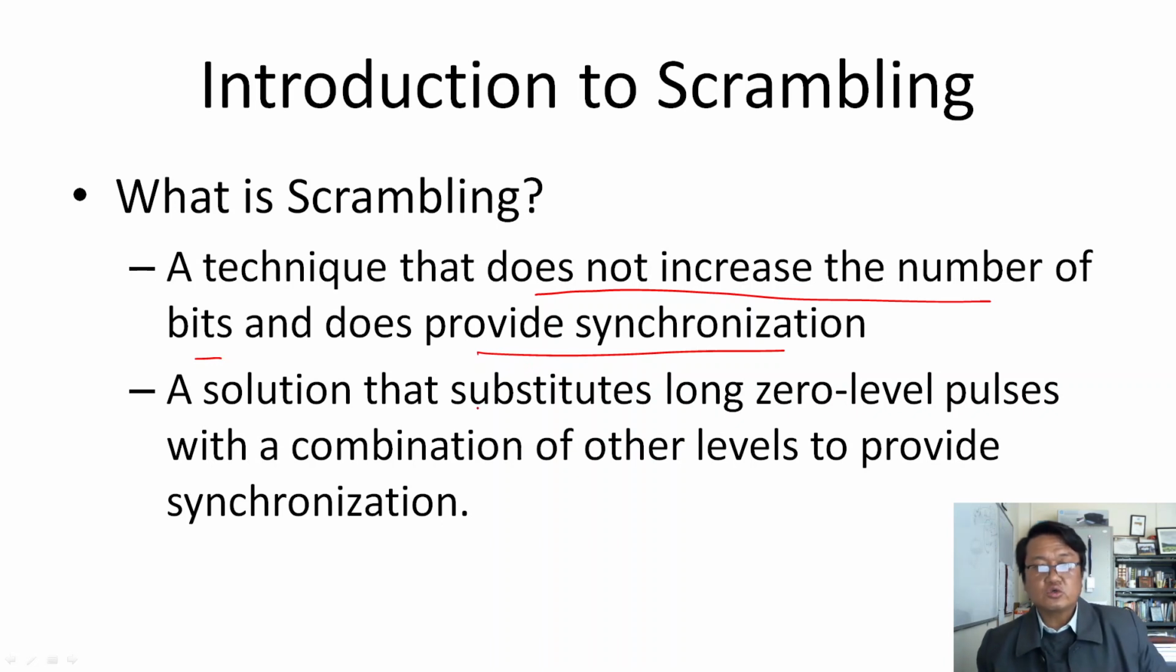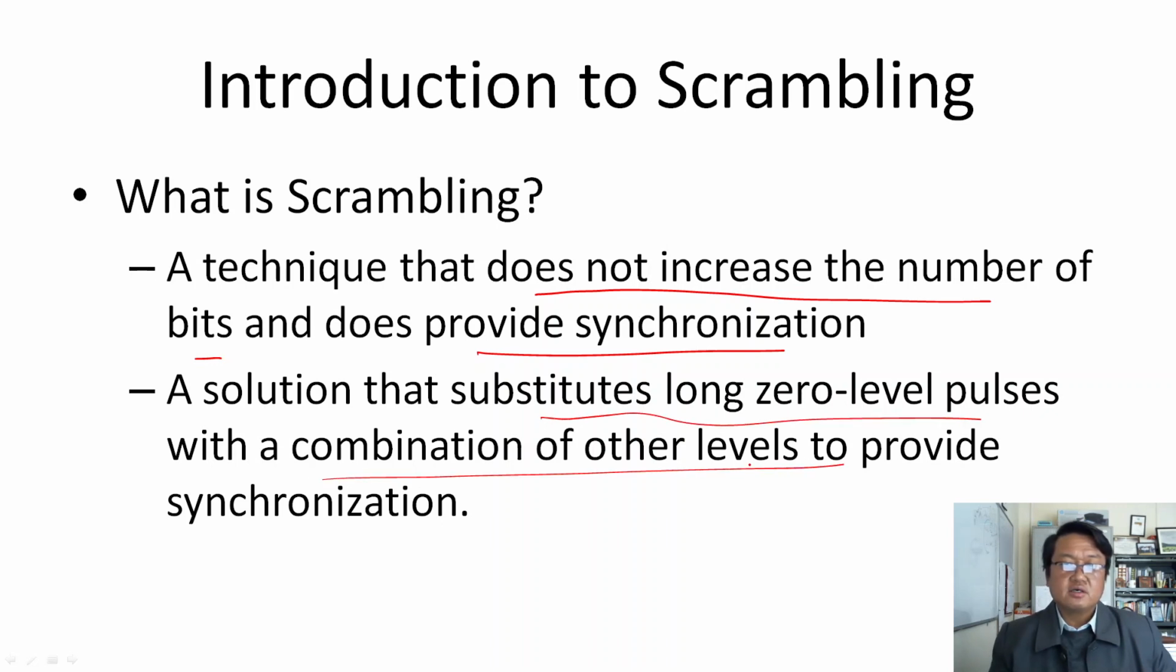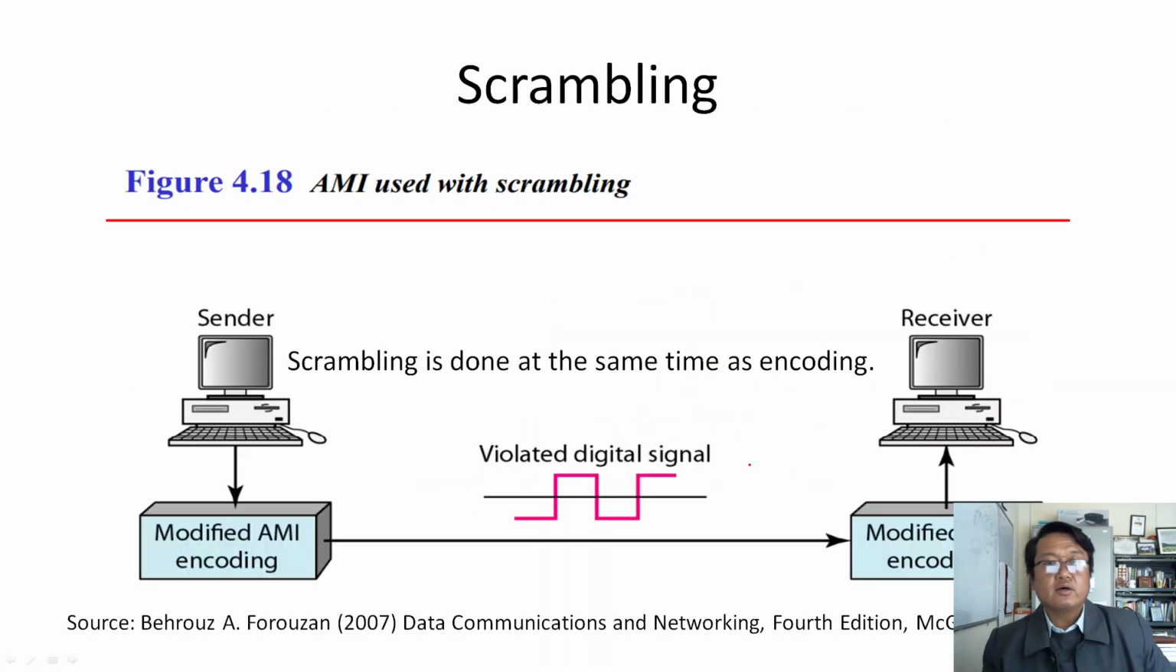That is what scrambling is trying to address. You also need a solution that substitutes, at the same time, long zero level pulses with a combination of other levels to provide synchronization. Scrambling is done at the same time as encoding.